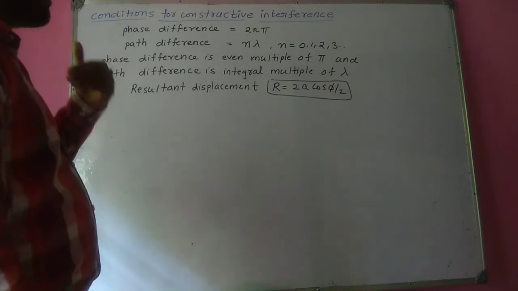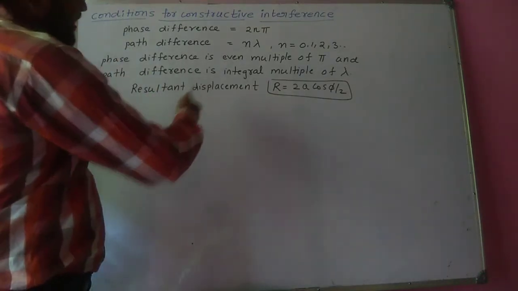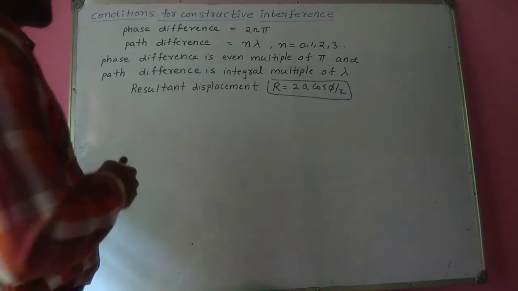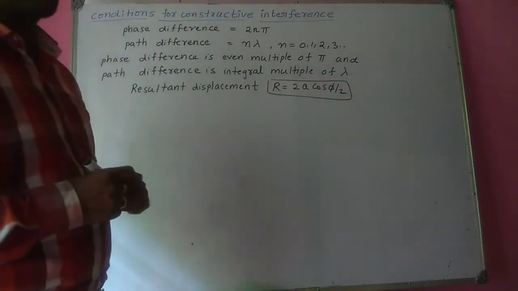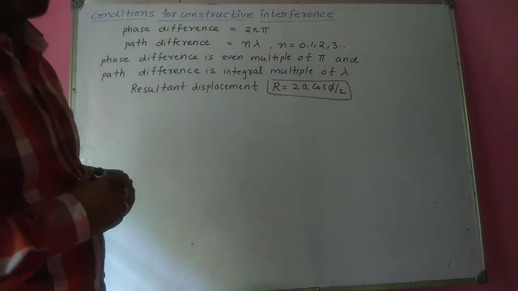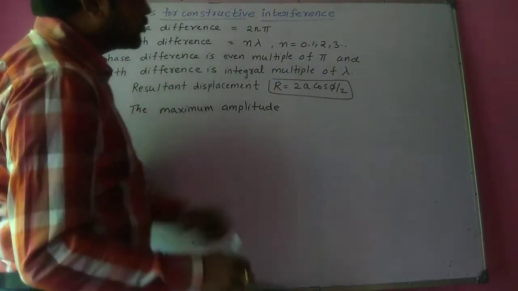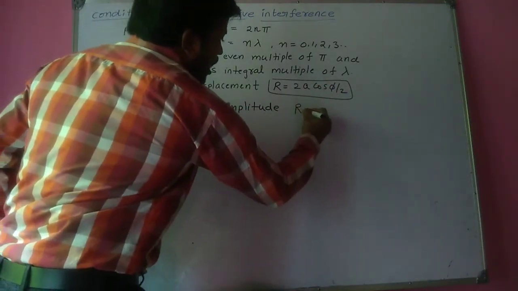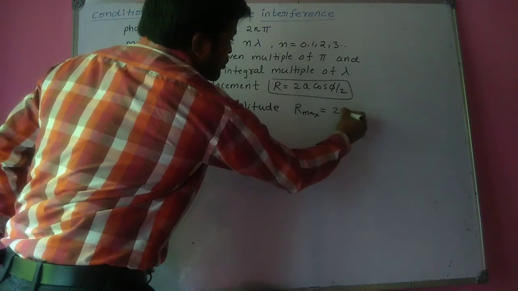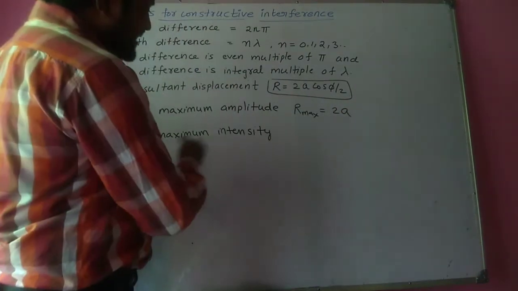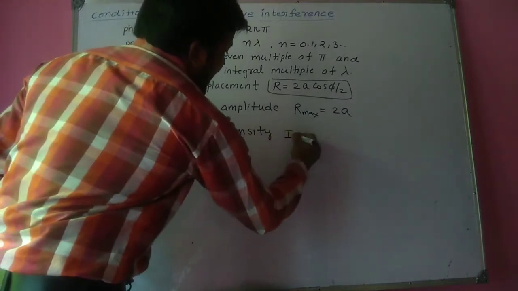So already we have discussed that the resultant amplitude capital R is equal to 2a cos phi by 2. In case of constructive interference, the amplitude becomes maximum and intensity also becomes maximum. Then cos phi by 2 becomes 1 and the maximum amplitude R max is equal to 2a. And intensity also becomes maximum.